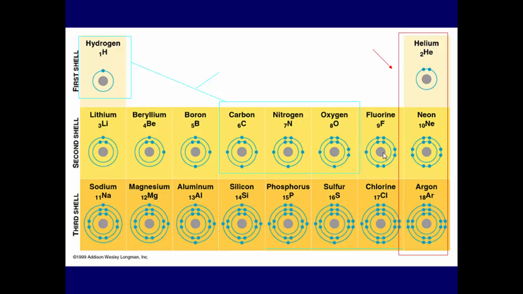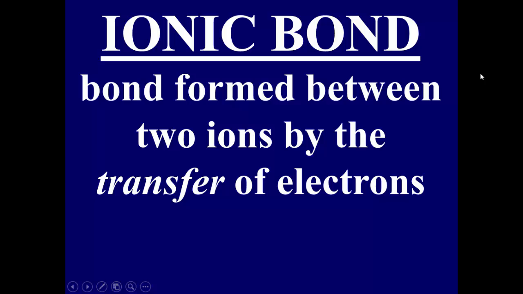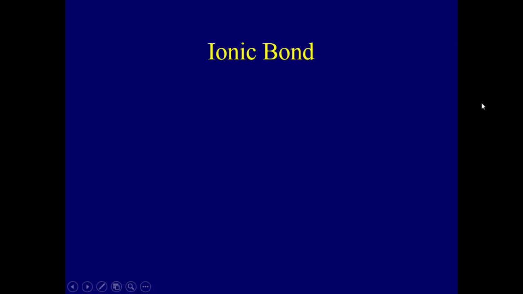Because they're gaining an electron, they're gaining a negative charge. Ionic bonds are formed between two ions by the transfer of electrons. Okay?